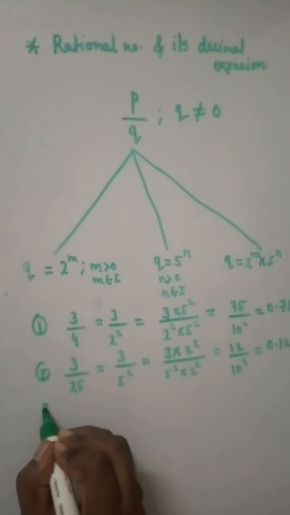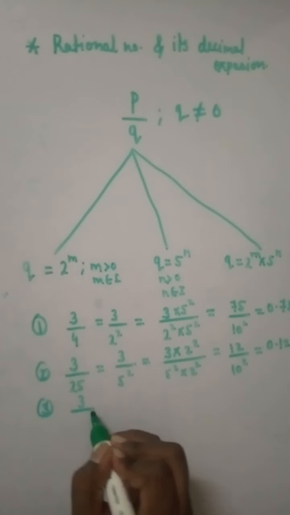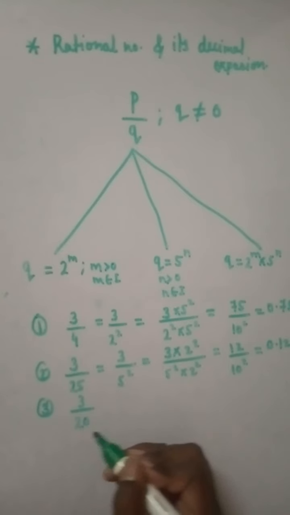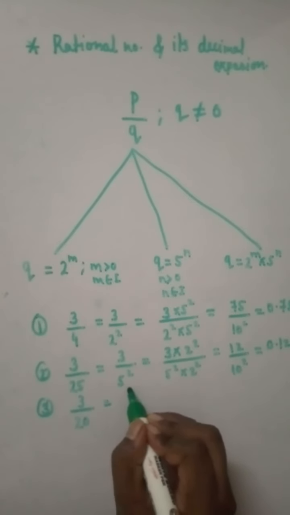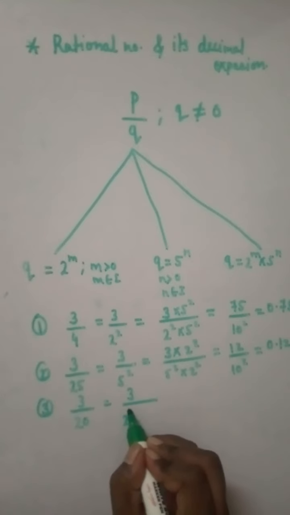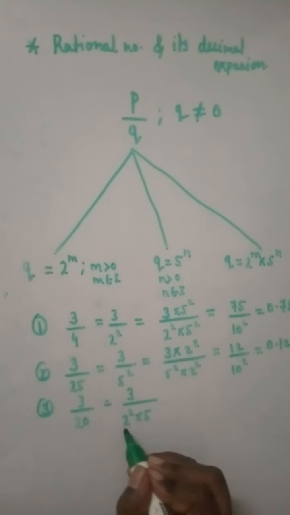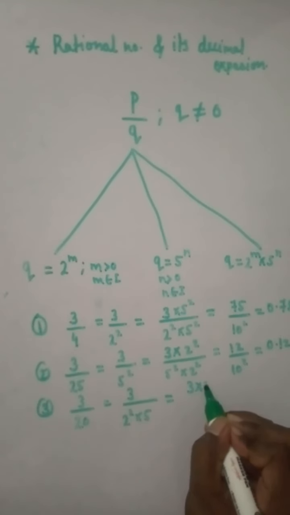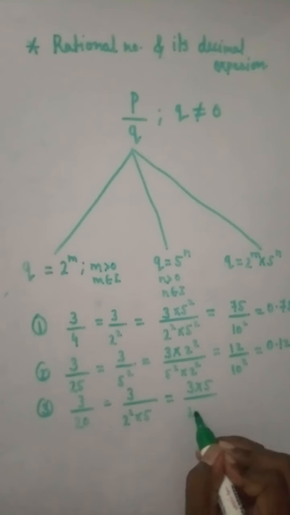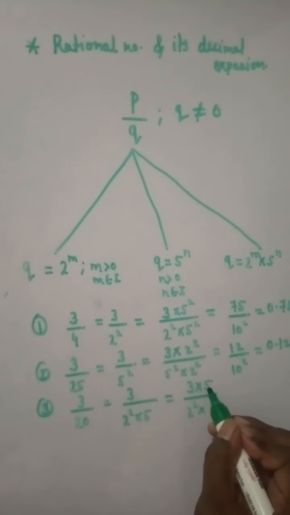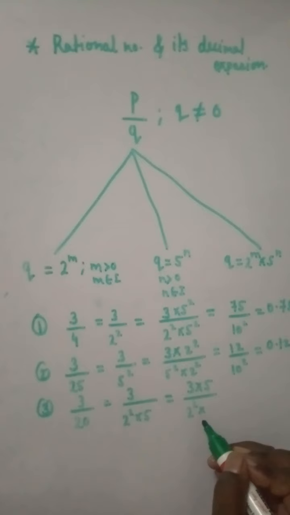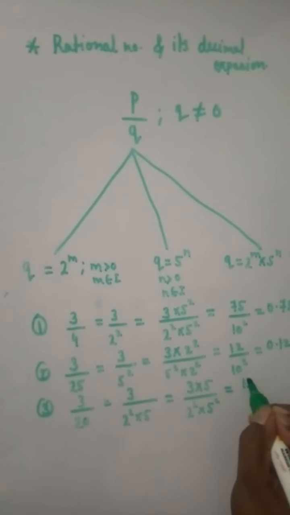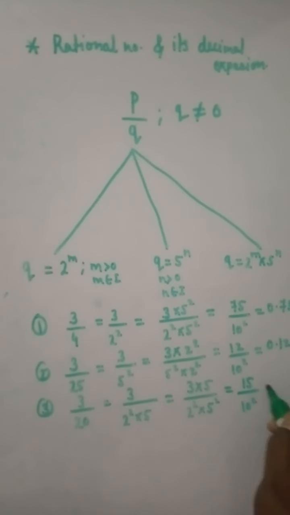Let's see one different case, directly the third case. Let's take 3 upon 20. This is nothing but 3 upon 2 raised to 2 into 5. 2 raised to 2 means 4, 5 4s are 20. It can be expressed as 3 into 5 upon 2 raised to 2 into, since I have multiplied by 5 in the numerator, I multiply by 5 in the denominator, so this becomes 5 raised to 2. So I'll get 15 upon 10 square.